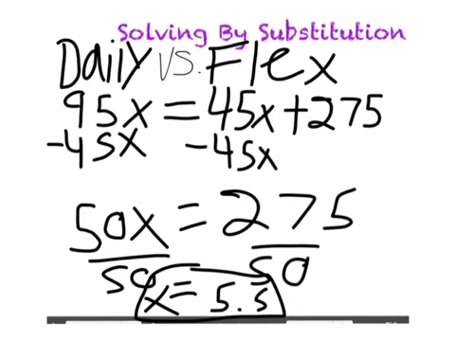Subtract 45x from both sides, because we want to get rid of the smaller x. And so then we get 50x equals 275. So we're going to divide by 50 on both sides. So then we get x equals 5.5. What this means is, if we want to ski less than 5 days, we want to get the daily pass. But if we want to ski more than 5 days, we want to get the flex pass.